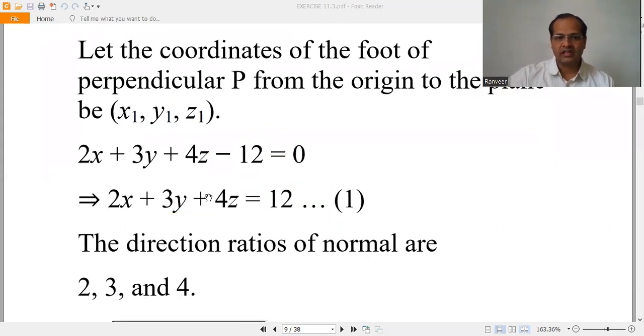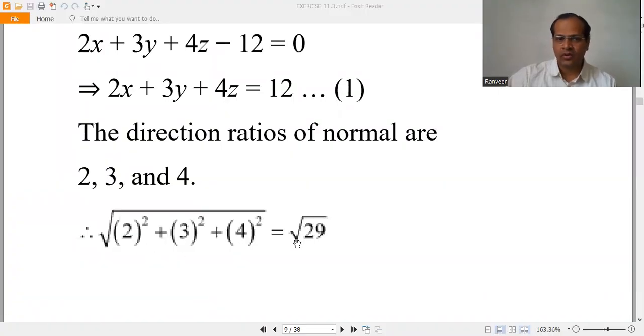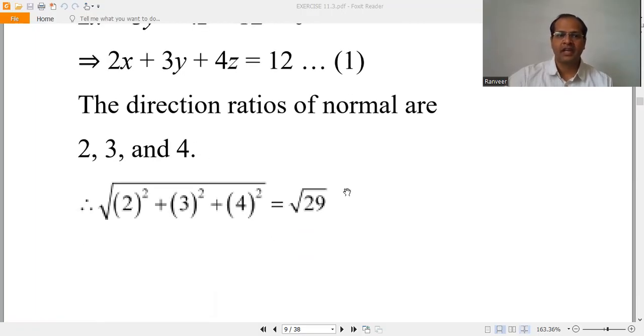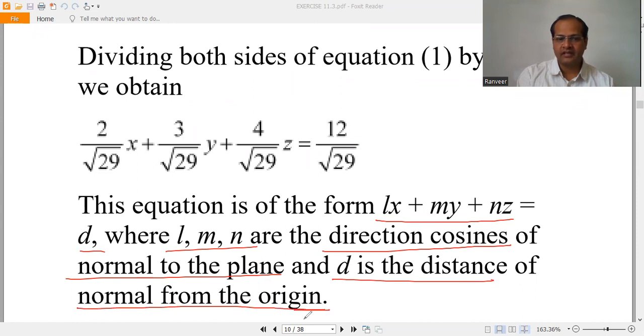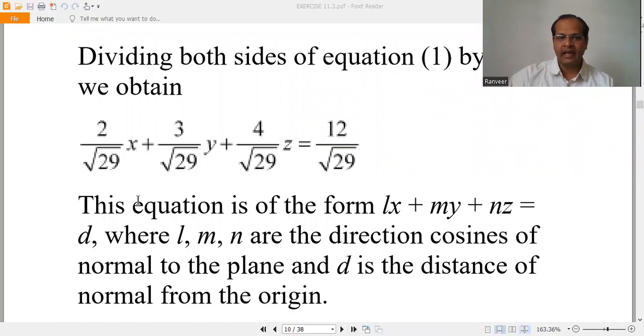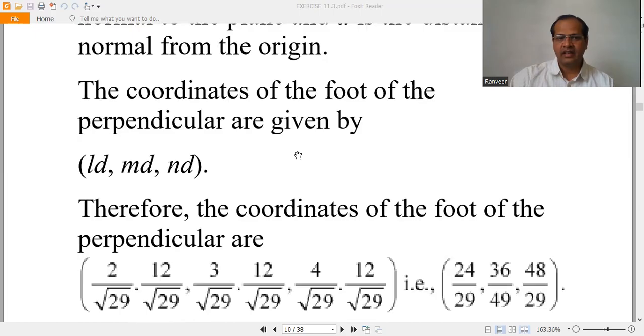Now 2, 3, 4 is the direction ratio. Take the square root of that value, that is the square root of 2 squared plus 3 squared plus 4 squared. After that, in the equation of the plane, we have to divide by this value. After dividing, it is in the form lx + my + nz = d, where l, m, n are the direction cosines of the normal to the plane and d is the distance of the normal from the origin. So 2 by root 29 is the l value, 3 by root 29 is the m value, 4 by root 29 is the n value, and 12 by root 29 is the d value.